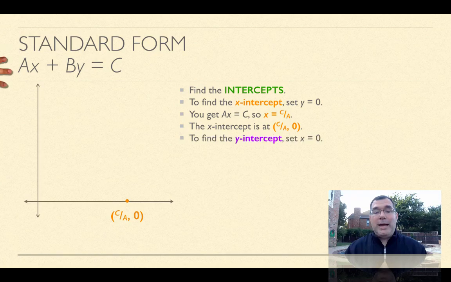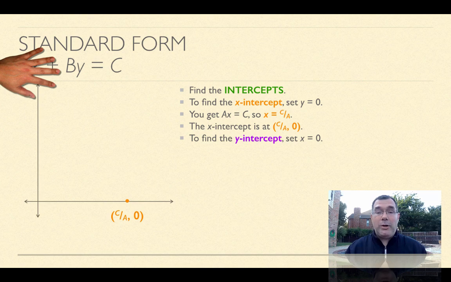Okay. Similarly, I have to find the y-intercept, so I cover up my x's. Same logic there. I'm going to set x equal to 0 because if I look at every point on the y-axis, I don't need to go left or right to get there. So every point on the y-axis has an x-coordinate of 0. So if I set x equal to 0, I'll figure out what y is supposed to be.